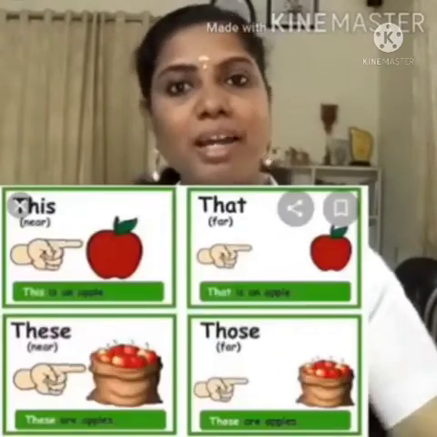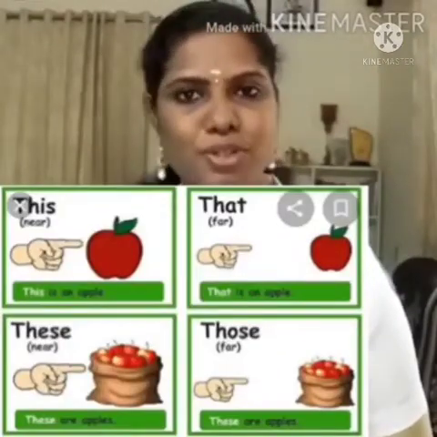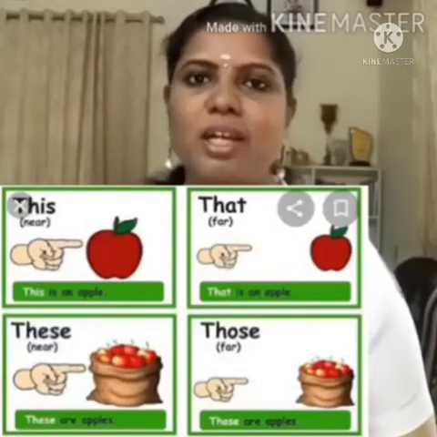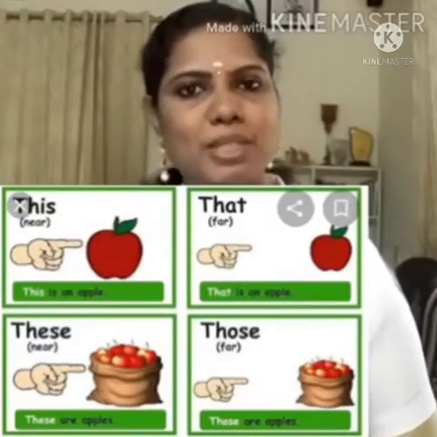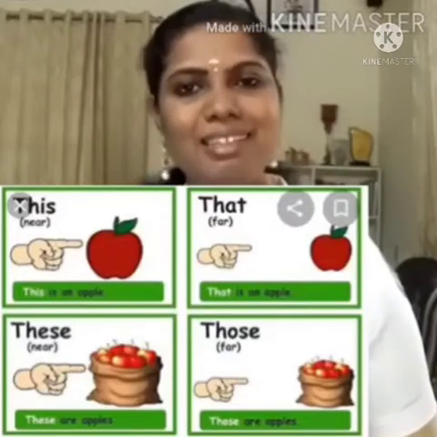Suppose I have kept many reference books on the first bench. I would say, these books are mine or these are my books. If I kept the same books on the last bench, I would say, those books are mine. Those are my books. So to indicate far away objects or persons, we use that or those. To indicate nearby people or objects, we use this and these. So I hope it's clear for you.